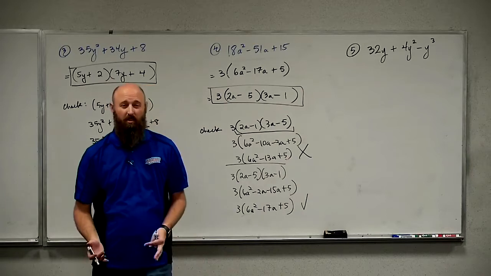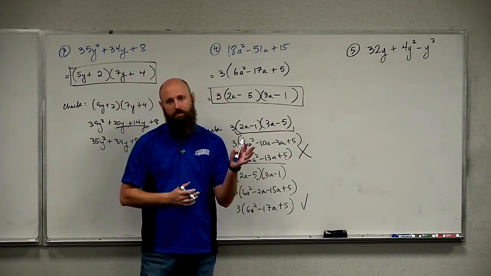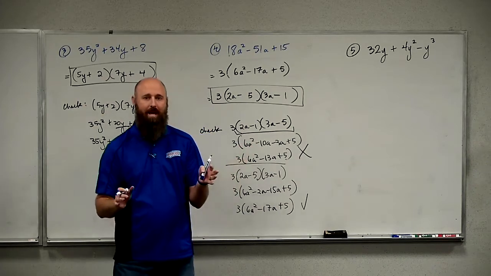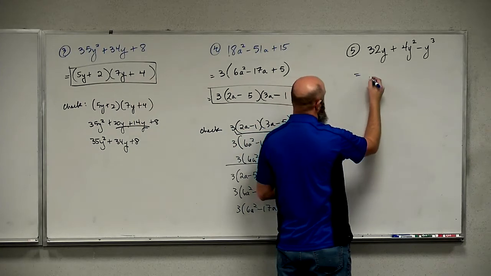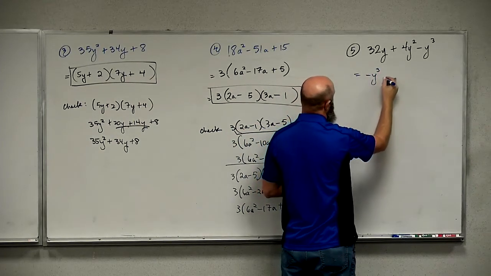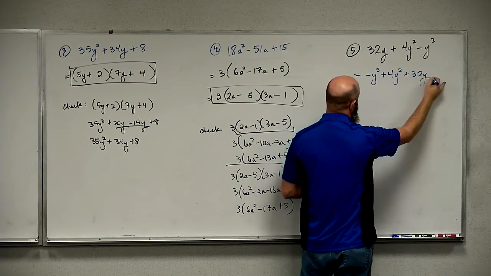But before we deal with that, we do need to put this in descending powers. So I want the biggest power first, smallest power last. So let's start with that, because we want to make sure we do everything correctly. So negative y⁵ plus 4y squared plus 32y.